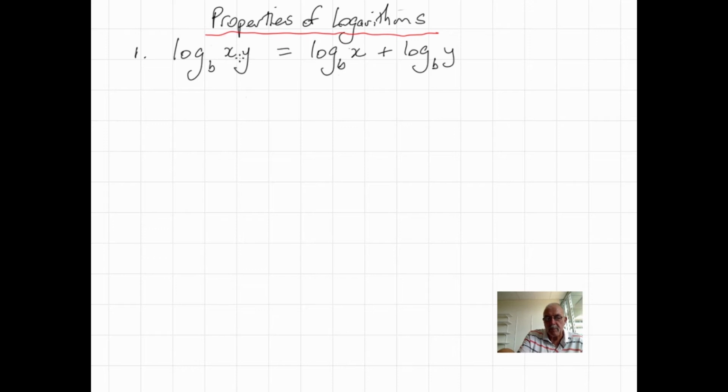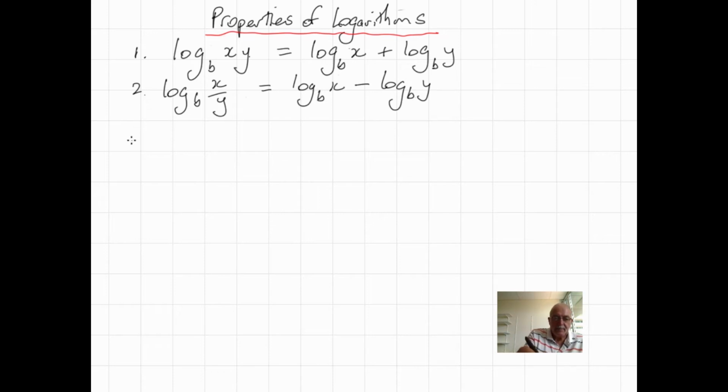So just remember also, when you're multiplying numbers, you add the indexes. Well, when you're multiplying numbers, you add the logarithms of the individual numbers you're multiplying together. Secondly is when you're dividing, so log to base b of x over y is equal to, once again, the indexes. When you're dividing, you subtract. So it's a log of x to base b minus the log of y to base b.